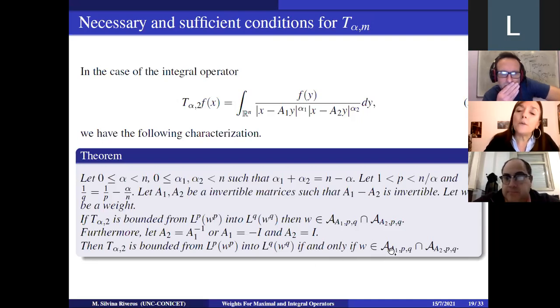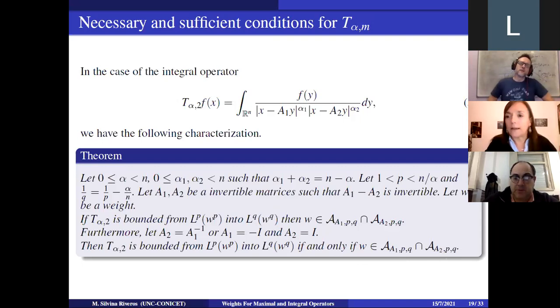For the converse, if W belongs to this class of weights and we ask one of these two conditions on the matrices, then W belongs to the traditional A_{P,Q} class, and we recover the boundedness that we had before, asking all those things.